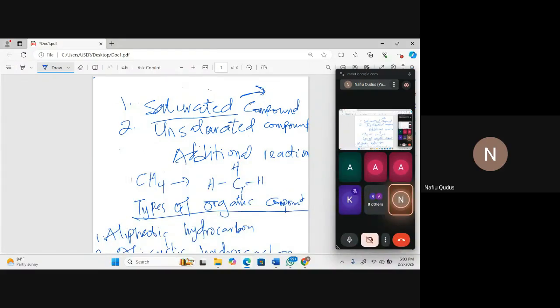So when we say saturated compound, we say saturated compounds are compounds that are what? Completely filled. They do not undergo any addition reaction. Are we together? But unsaturated compounds usually undergo addition reaction. Are we together? So that's what we call what? Hydrocarbon.